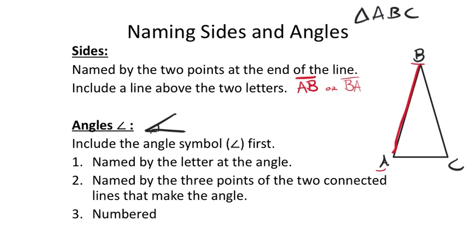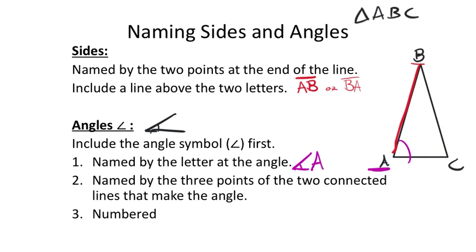Okay, so I'm going to include the angle symbol first, so I don't actually have to say or write the word angle, which is going to be a lot faster. Just use the symbol right here. There are 3 ways to name an angle. You can name an angle by the letter at the angle or the corner of the triangle. For example, if I were to look at this angle right here, well, actually, I'll say this one. I could call that just by the name of the corner, which would be angle A, and that would work.